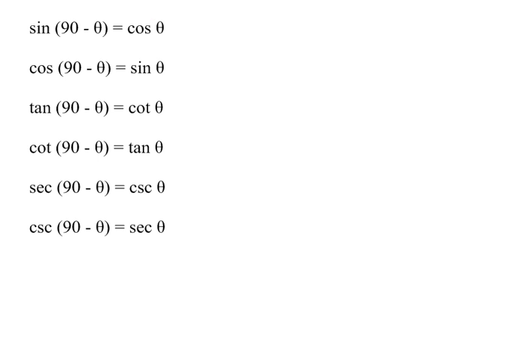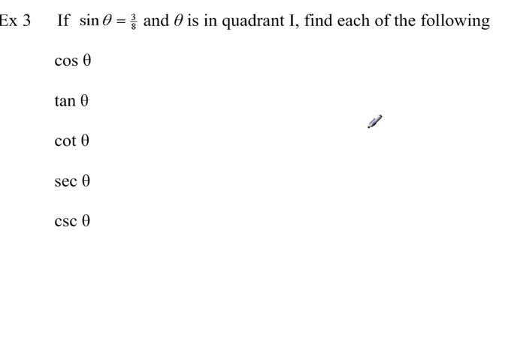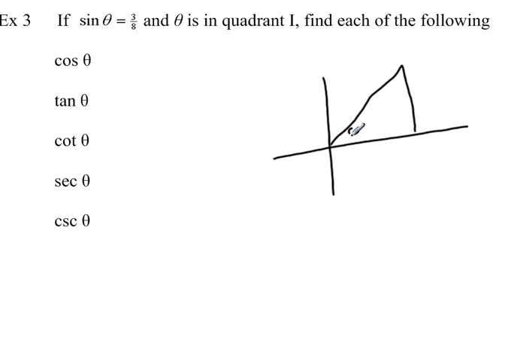Okay, now that we've got that down, let's move on to another example. This one says if the sine of theta equals 3/8 and theta is in quadrant 1, we've got to find each of these quantities. Best bet here, start with a diagram. There are ways to do this without a diagram, but they are too much work for us. If we start with a diagram, we know that theta is in quadrant 1, so I'll put theta right here in this first quadrant. Here's a right triangle. The sine of this angle, opposite over hypotenuse, is 3/8.